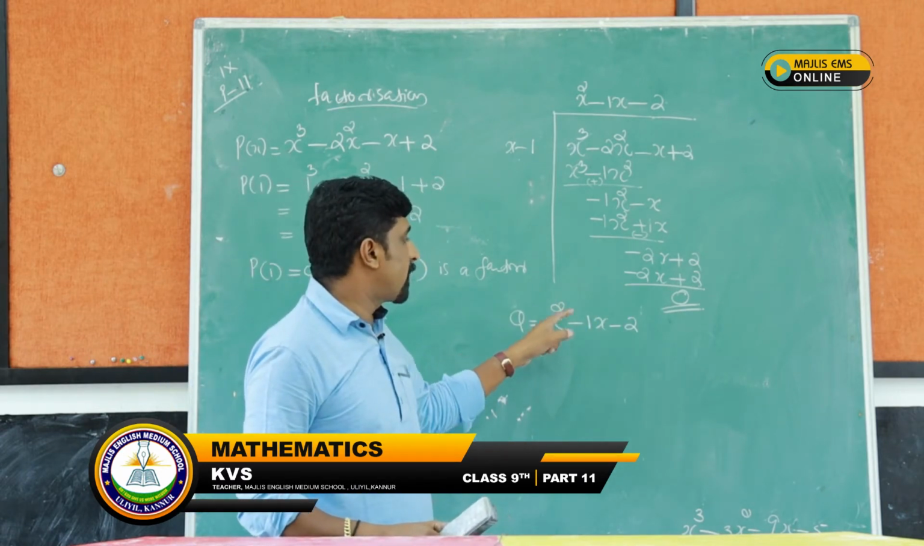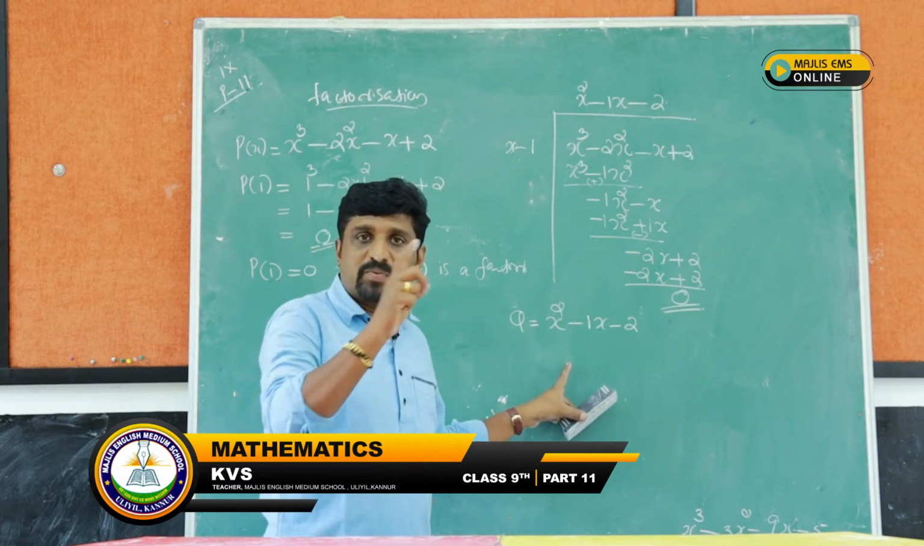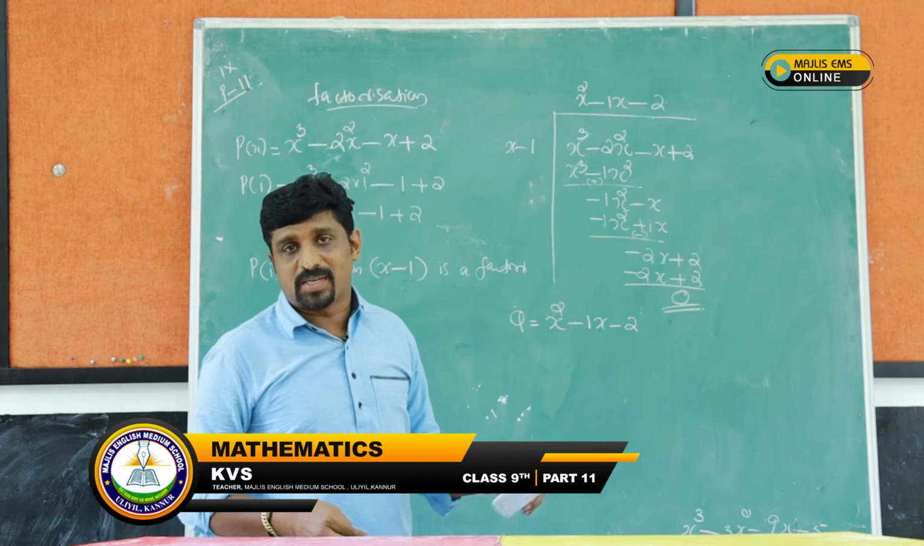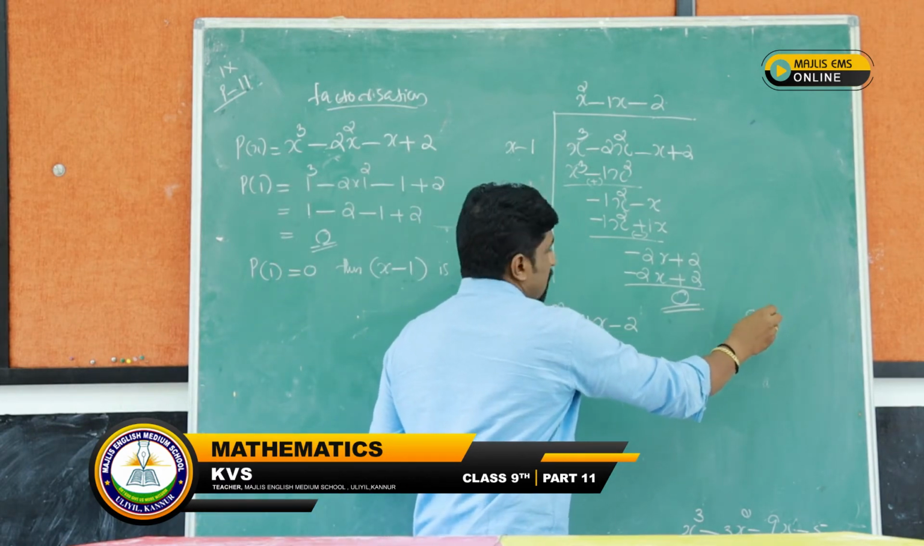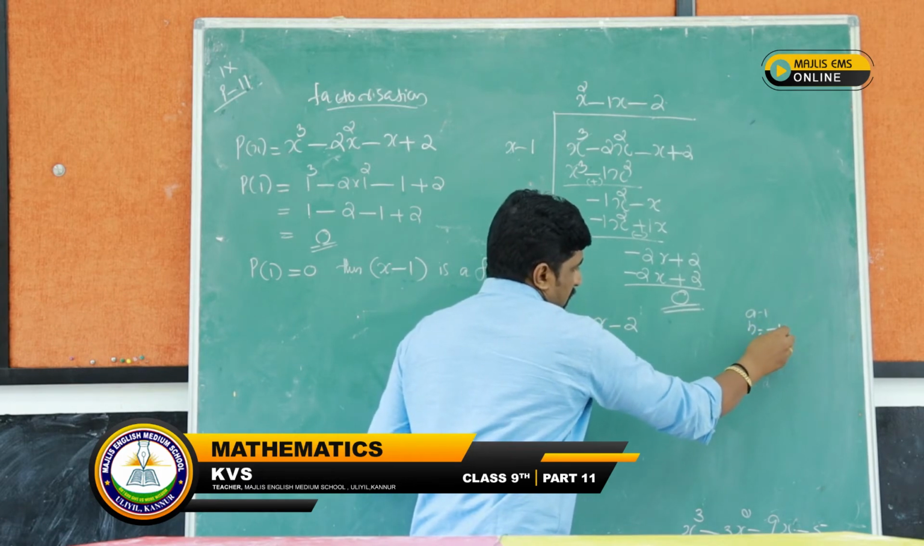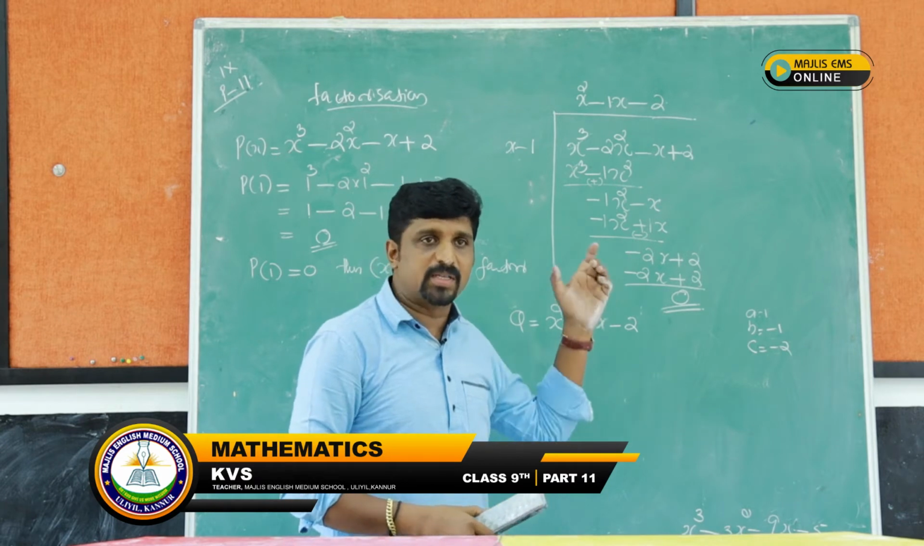Quotient we got x square minus 1x minus 2. Then we can factorize this quadratic polynomial. That also we can discuss. Factorization of quadratic polynomial. Okay, clear? We can write like this: a equal to 1, b equal to minus 1, c is equal to minus 2. The factorization of quadratic polynomial already discussed.